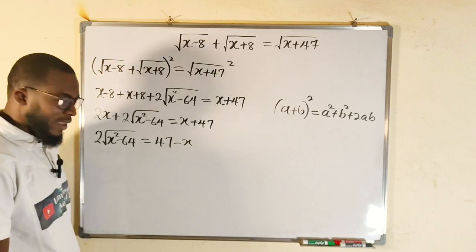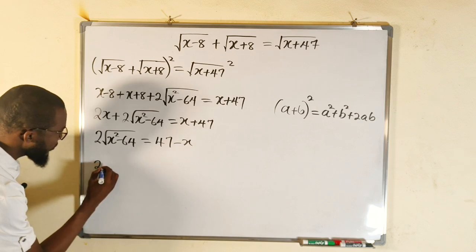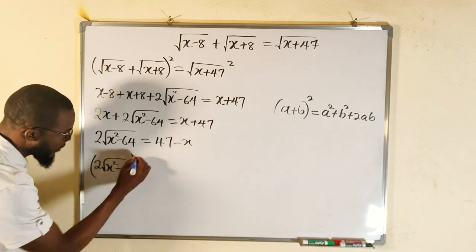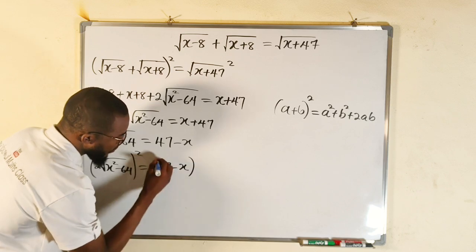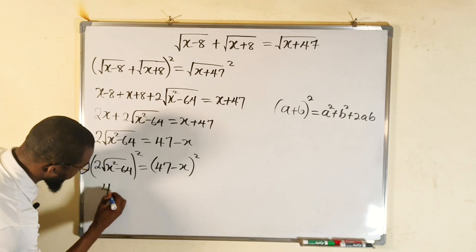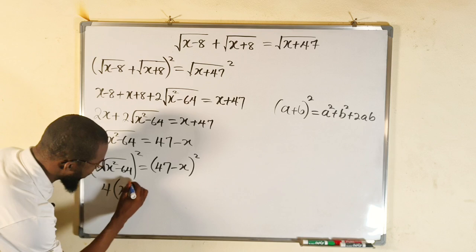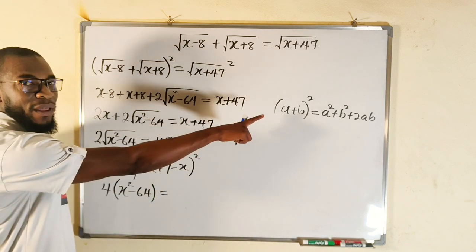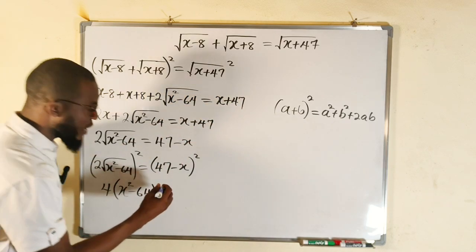Next, I would like to square both sides again, just to clear this square root. So we have 2 root x squared minus 64, whole squared, equals 47 minus x, whole squared again. From here, 2 to the power of 2 is 4. But square root will cancel with power of 2, leaving only x squared minus 64 inside. This is equal to, applying that principle, we take the first term squared, that is 47 squared, that will give us 2209.